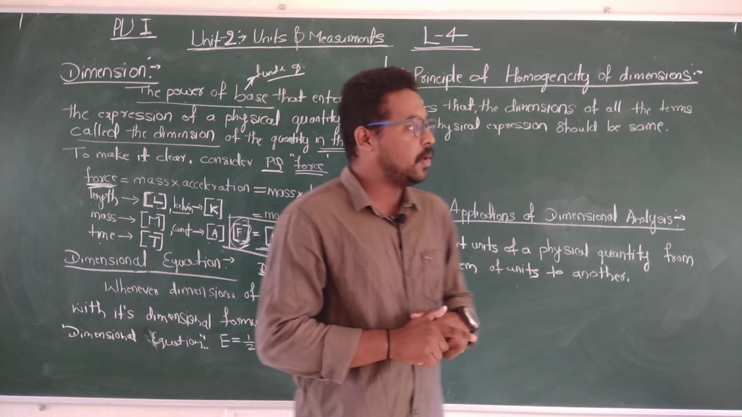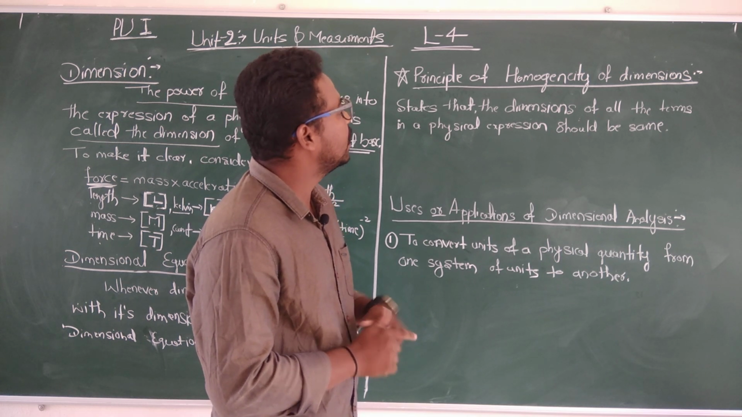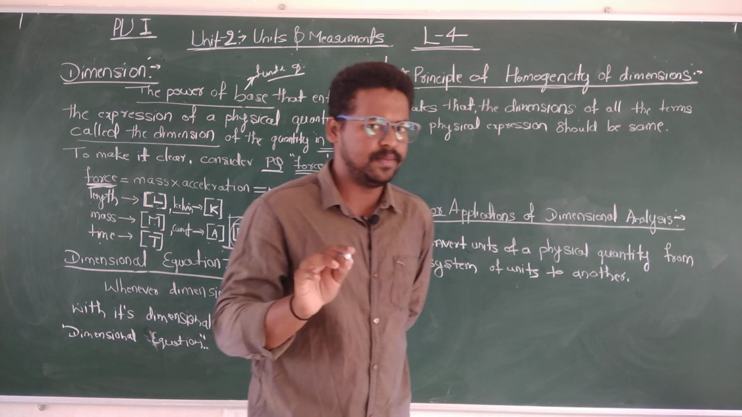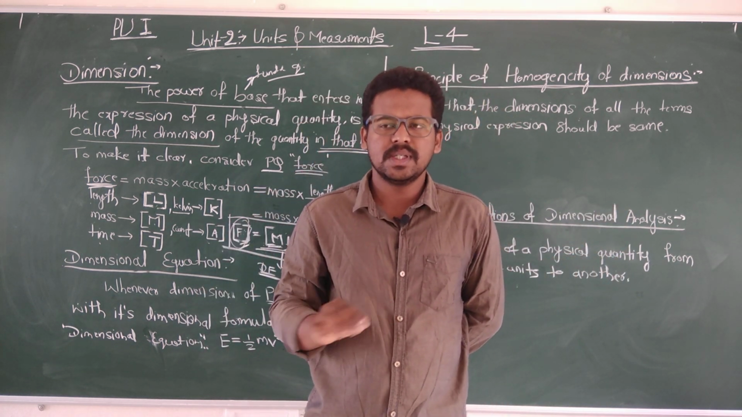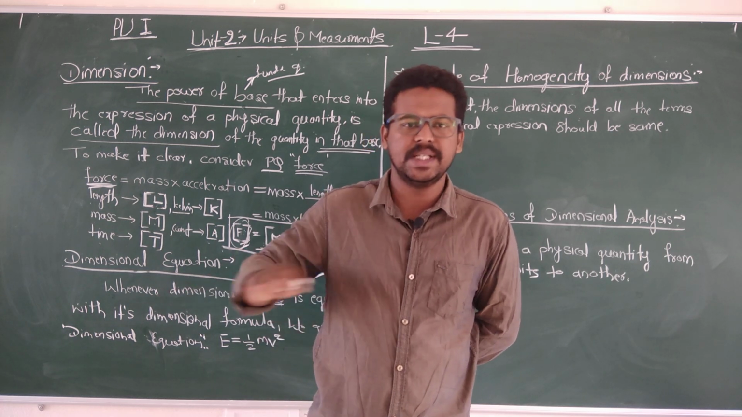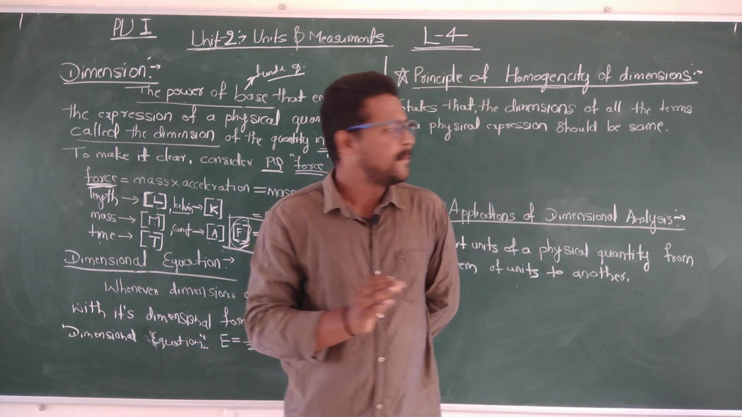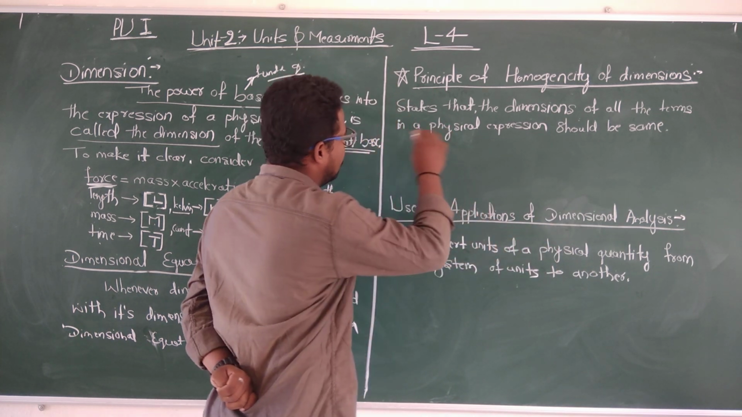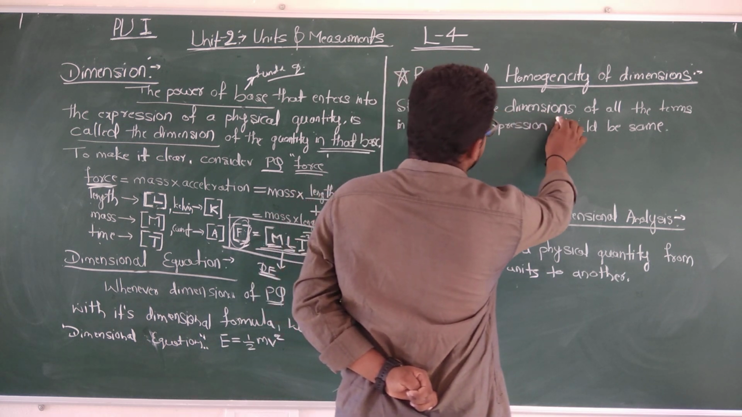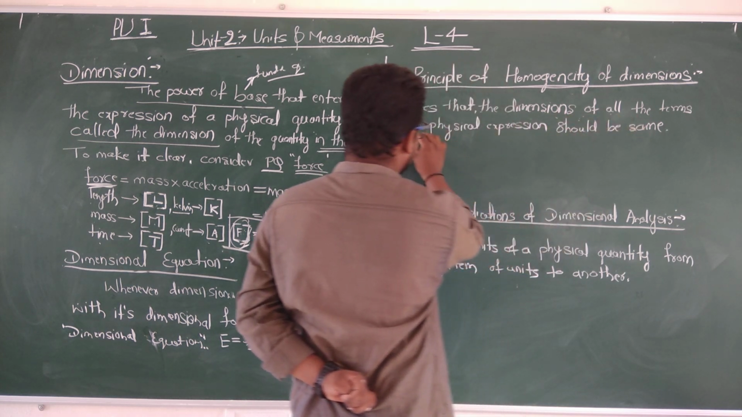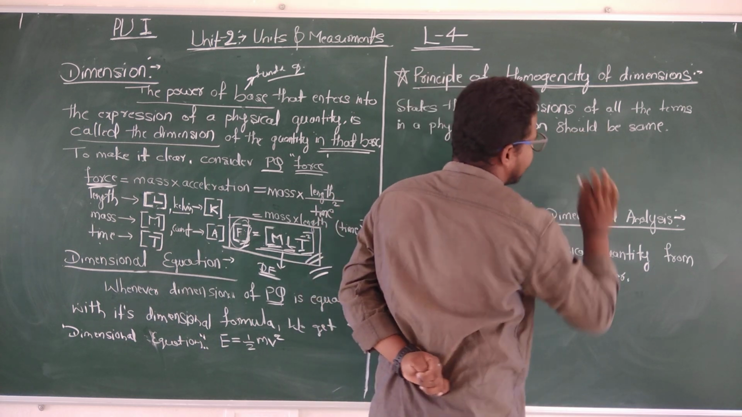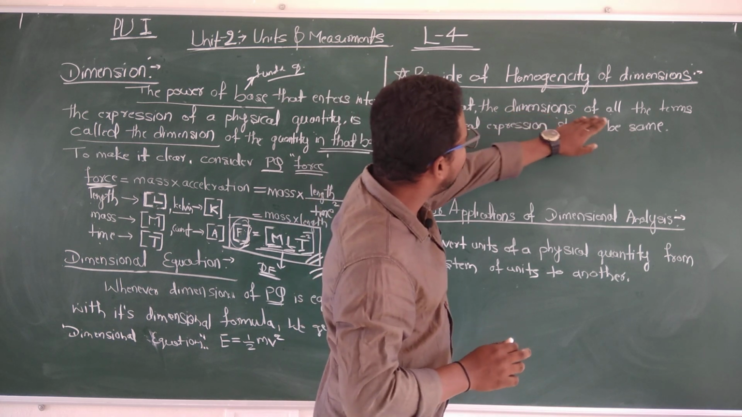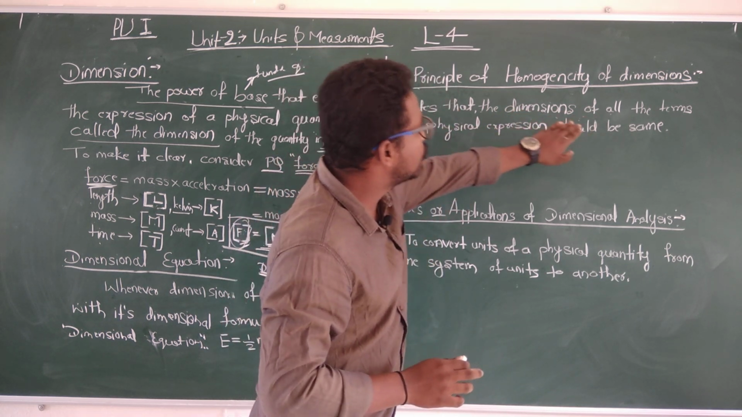Before going to discuss this one, let's have a view on homogeneity. Homo means same. Homogeneity means all the same. Geneity means property. So the principle of homogeneity of dimensions states that the dimensions of all the terms in a physical expression should be same. Okay, so listen here, the dimensions of all the terms in a physical expression should be same.